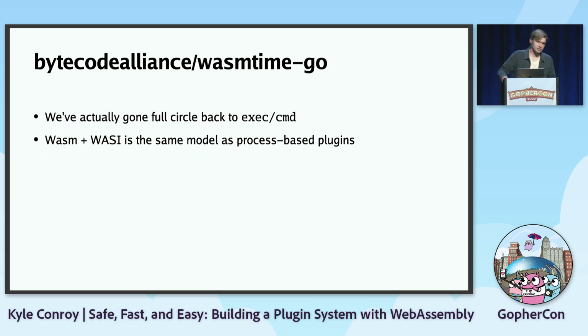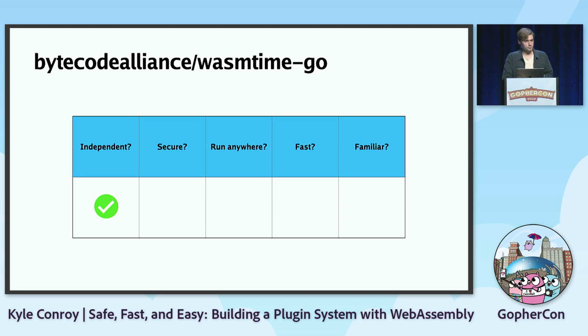So we basically have come full circle, right? We take all of the things that we like from that process-based model and none of the downsides. They're completely independent. They're not coupled to the sqlc development cycle. They're completely secure. By default, sqlc plugins have no access to the network, to file systems, to anything. So there's not going to be an sqlc plugin that's going to steal your AWS credentials.